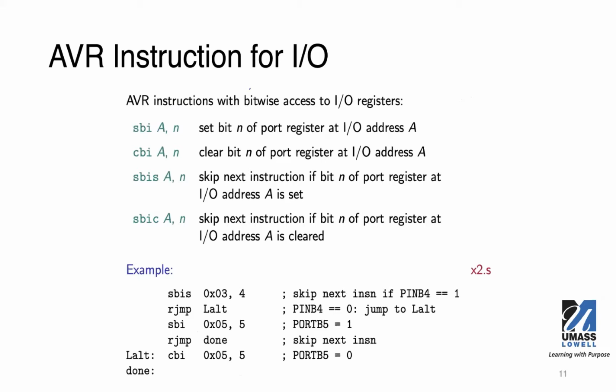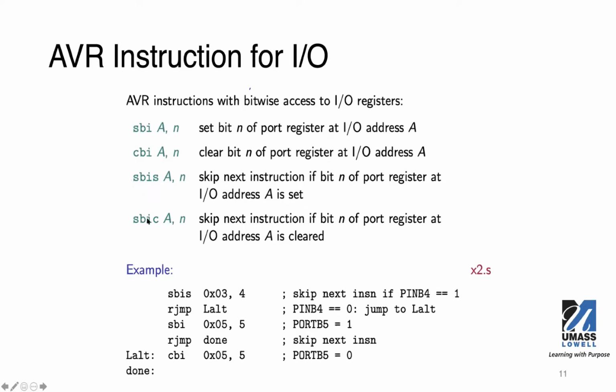A few other assembly instructions related to bit operations. SBI A, N is to set bit number N of the port register at IO address A. You need to provide an address like 03 or 04 that we used earlier, and that's the IO address. You can use this to set the bit at index N of that register. Set means assign 1 to that bit location N. On the other hand, you can clear the bit. CBI is to clear bit N of the port register at the IO address.